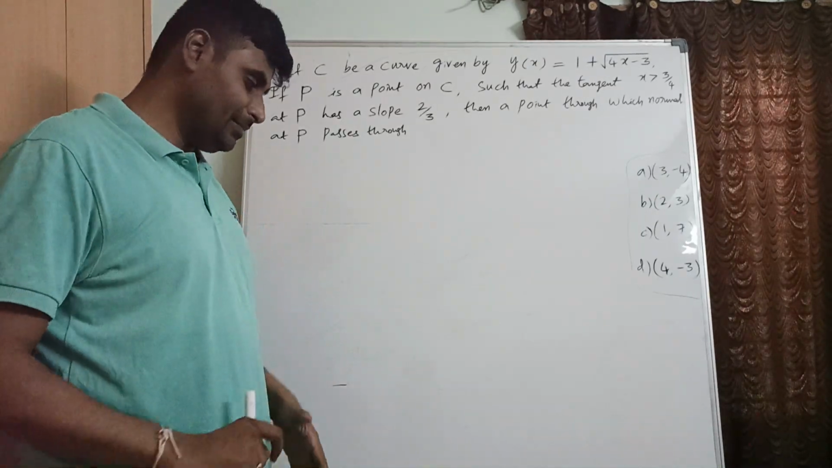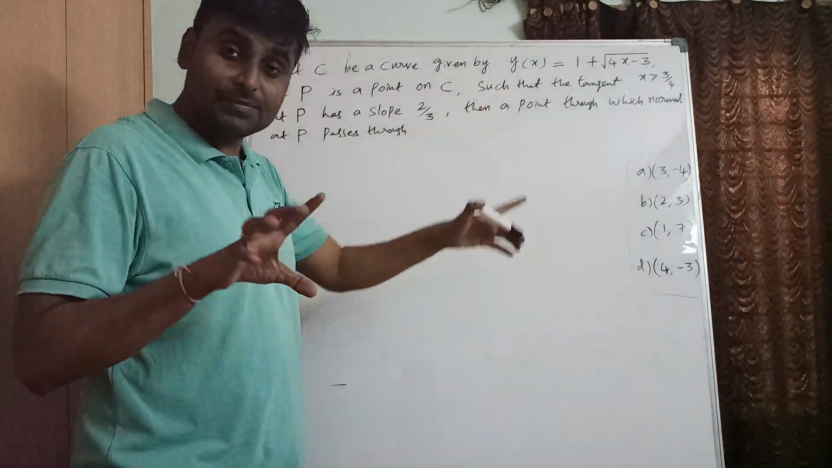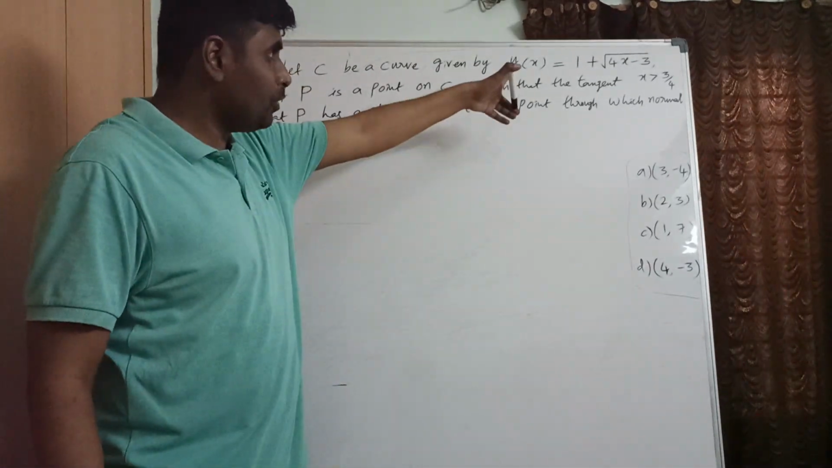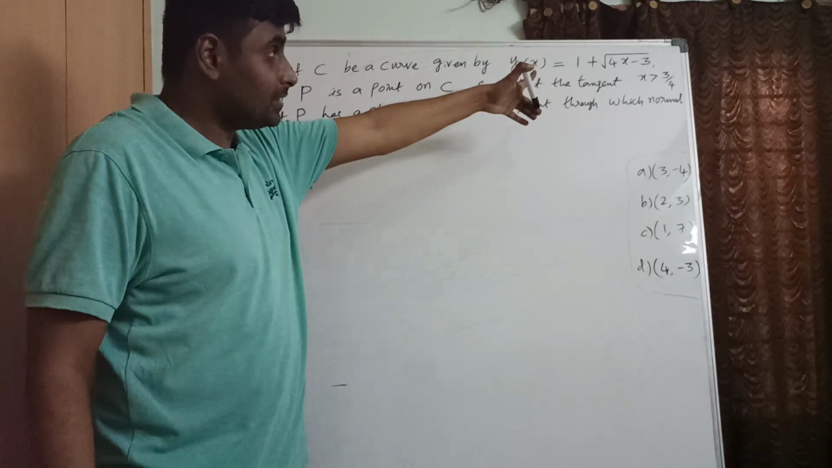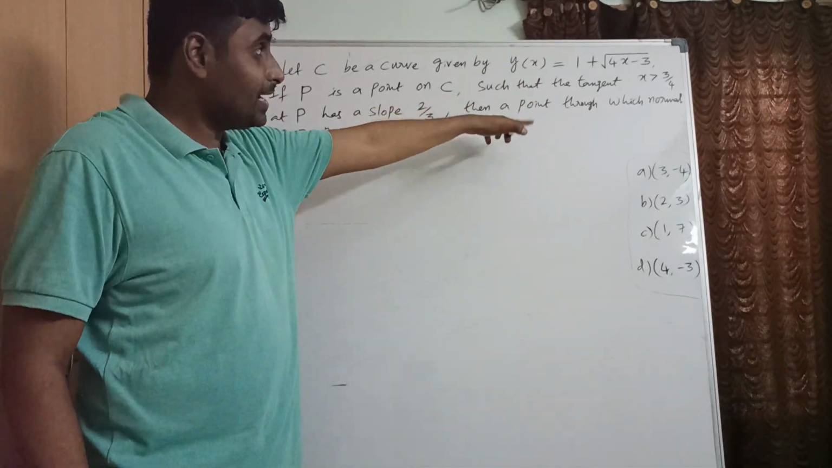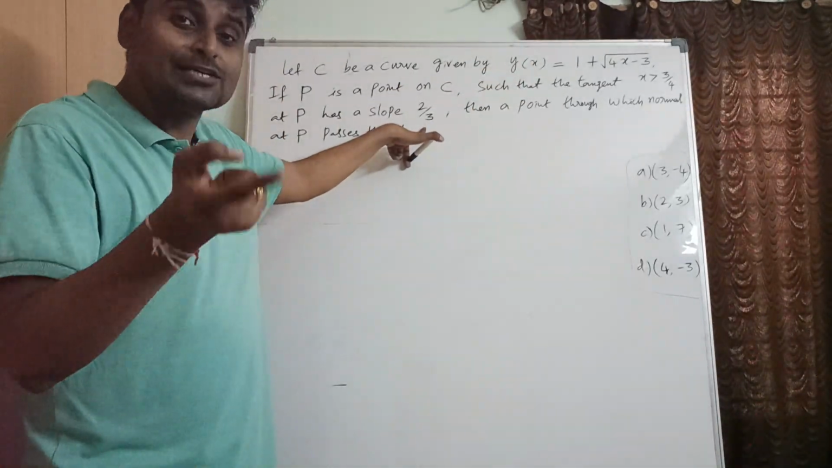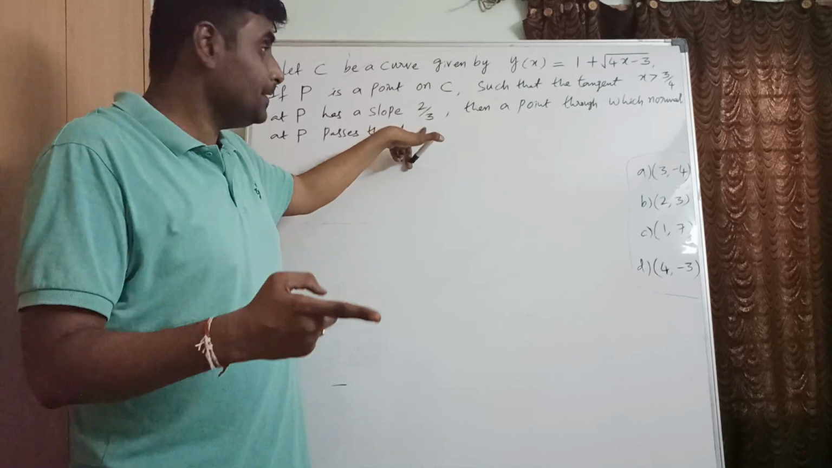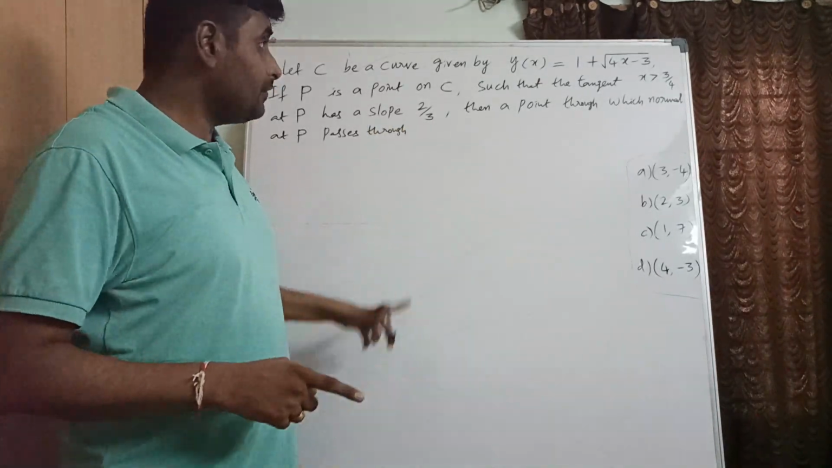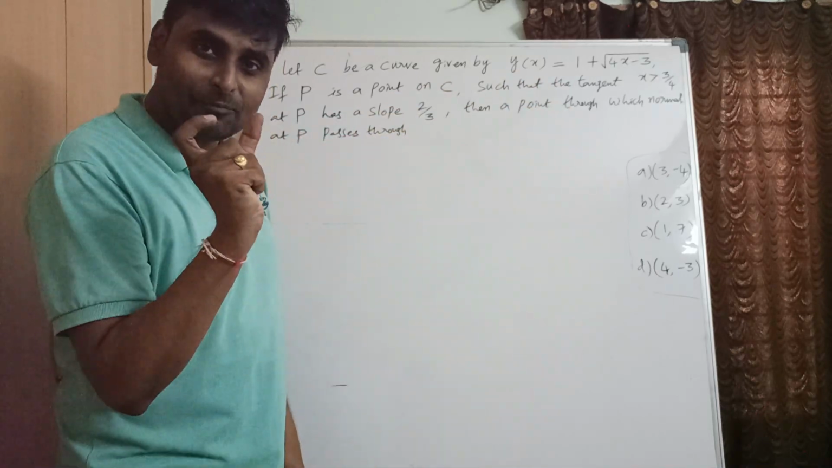Correct? Now tell me, what is the first step? As we discussed, we have to simplify the curve. Is there any possibility? We need not simplify that curve because it is simplified already. Directly we can derive that and equate dy by dx to 2 by 3 because slope is 2 by 3. Then we'll get the x value. After getting the x coordinate, if we substitute in the given curve, we'll get the y coordinate. Finally, we'll get point P.